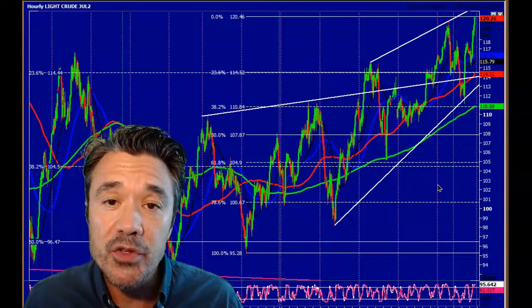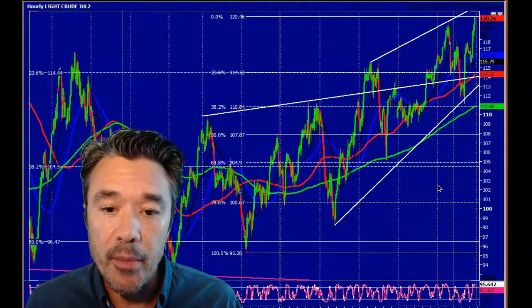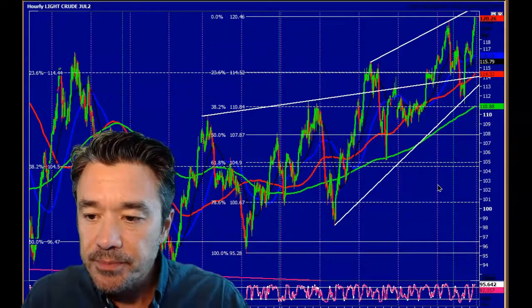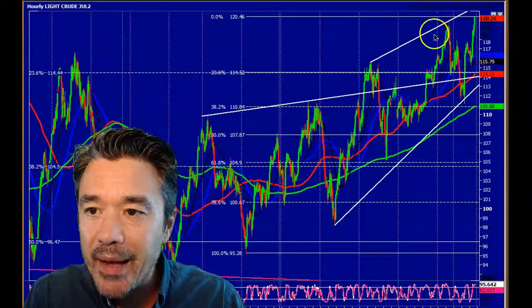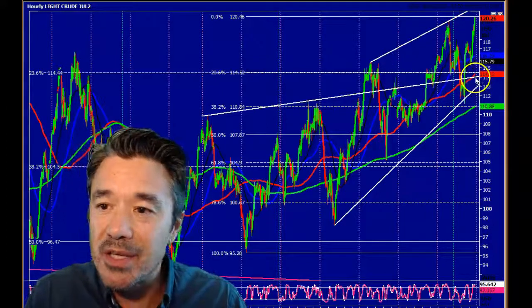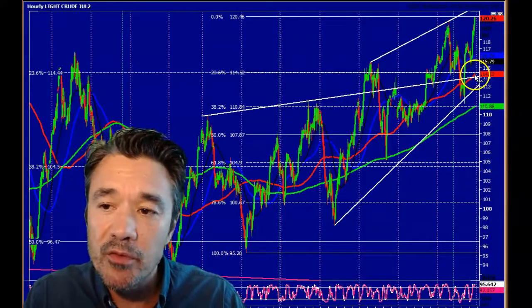Maybe if we break above 120.50, you might want to go with that move and see how far it goes. But if we do pull back, I wouldn't even really be touching it until we get to 115.00, 114.00.